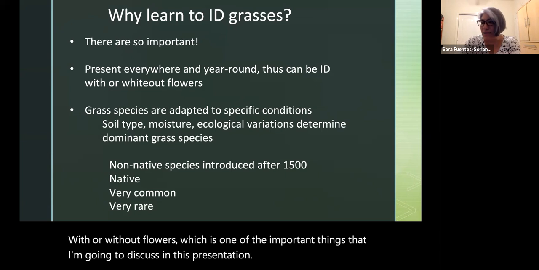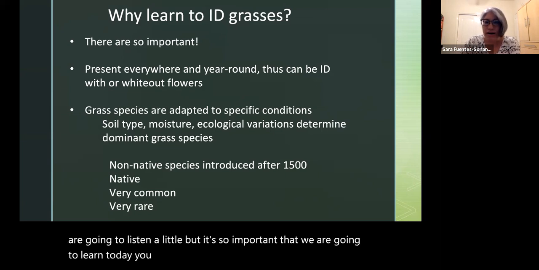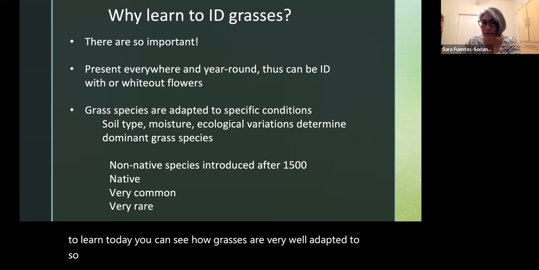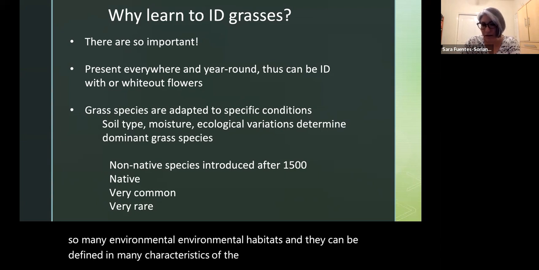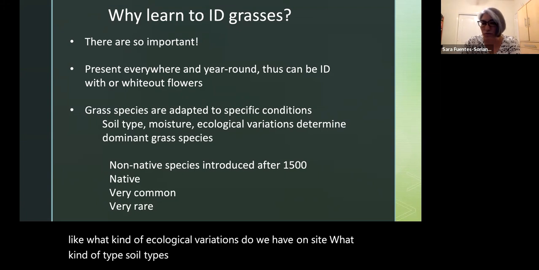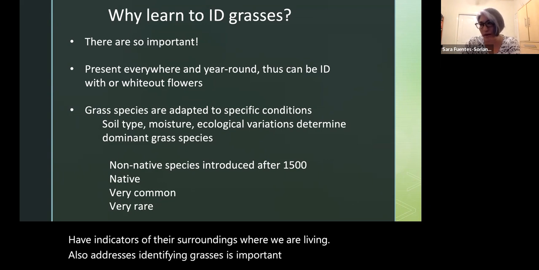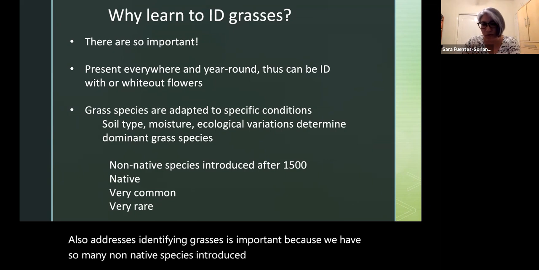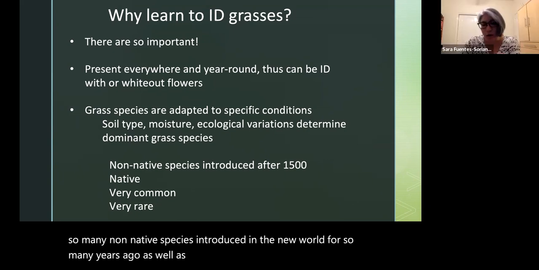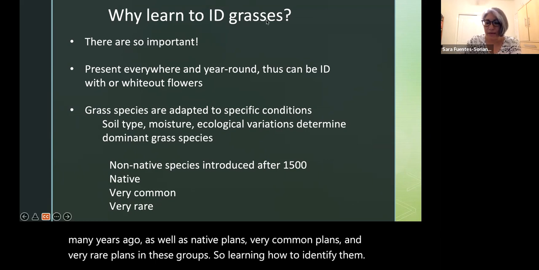Also, once you have the knowledge of morphology that we are going to learn today, it's not little, but it's so important, you can see how grasses are very well adapted to so many environmental habitats, and they can define many characteristics of the environment where we live, like what kind of ecological variations we have on site, what kind of soil types, conditions of humidity. So grasses can be indicators of the surroundings where we are living. Also, identifying grasses is important because we have so many non-native species introduced in the New World many years ago, as well as native plants, very common plants and very rare plants in this group. So learning how to identify them can be very useful.